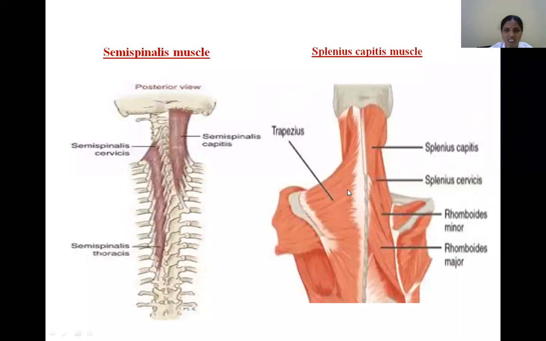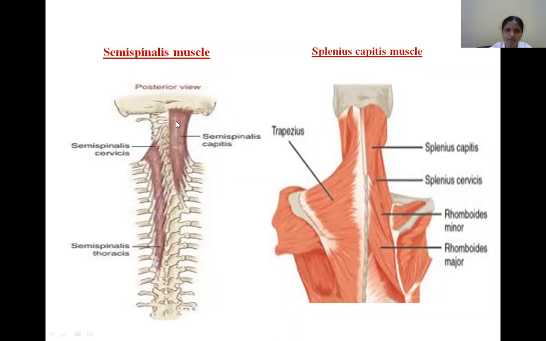Now coming to the muscles. What are those muscles I told? Semispinalis capitis. You see, the name itself indicates: semi means half, spine means spinous process. So the upper half of the vertebral column, posteriorly. So what is this? Spinous process occupied by this muscle. Semispinalis muscle has 3 parts: thoracis, cervicis, and capitis. So this semispinalis capitis, after taking origin from the transverse process, goes towards the spinous process, right?